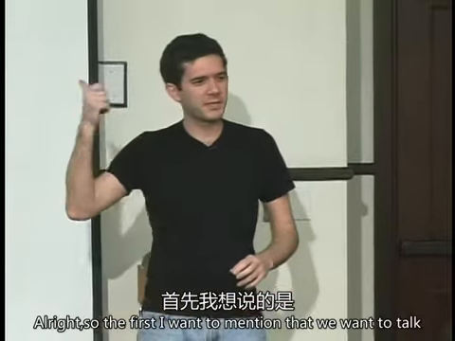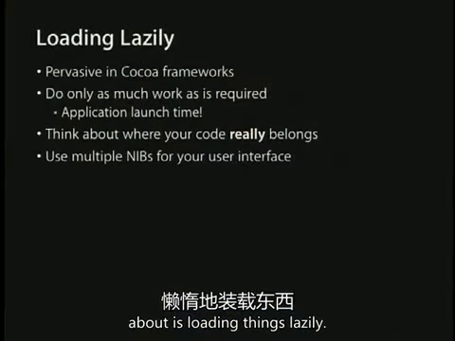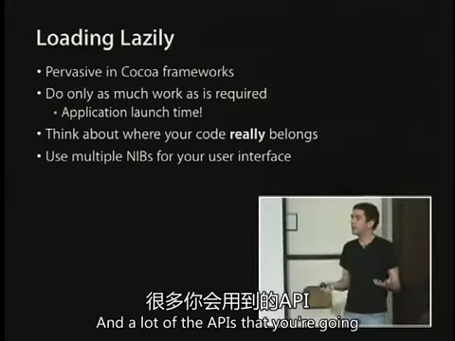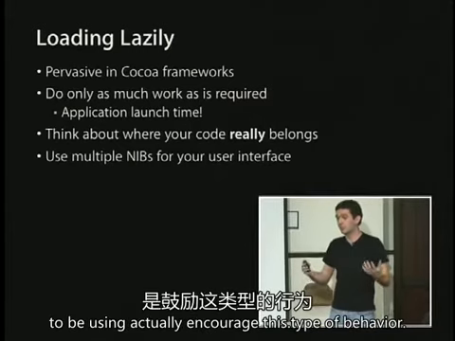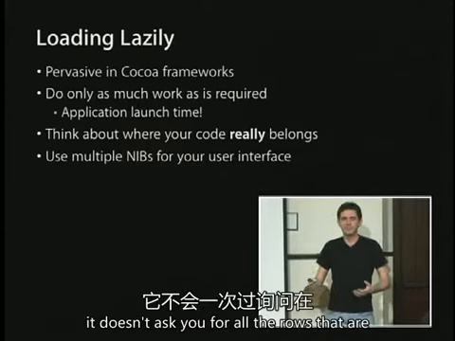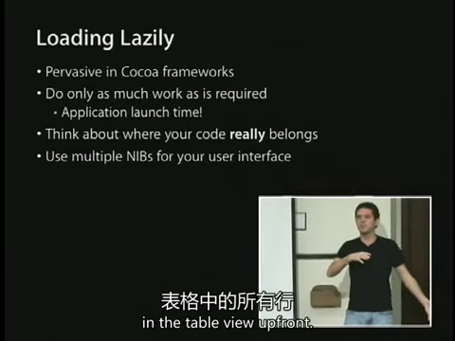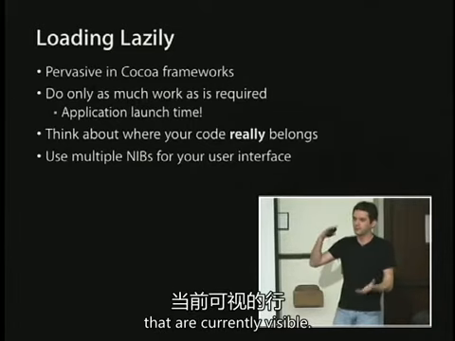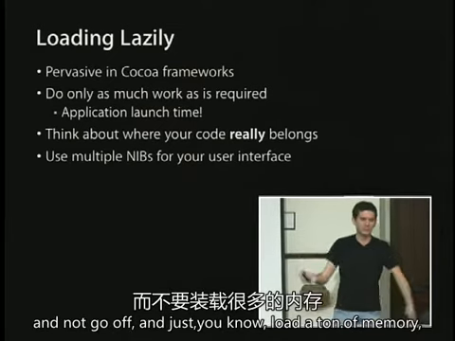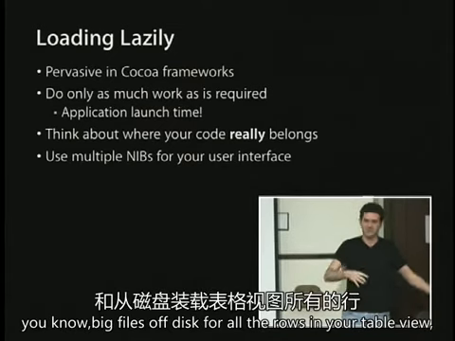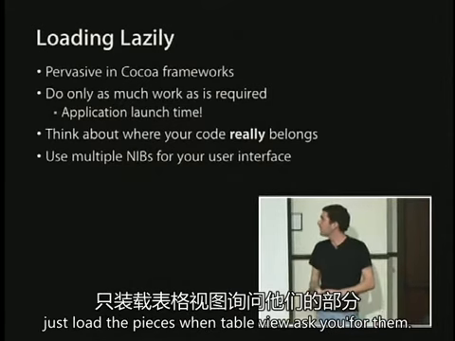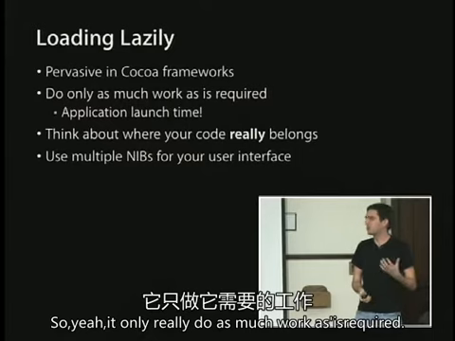All right, so the first thing that I mentioned that we'll want to talk about is loading things lazily. It's pretty pervasive throughout the Cocoa frameworks, and a lot of the APIs that you're going to be using actually encourage this type of behavior. UITableView, for example, when it's asking for the rows, doesn't ask you for all the rows in the table view up front. It only asks you for cells for the rows that are currently visible. You probably want to take advantage of that and not load big files off disk for all the rows in your table view. Just load the pieces when table view asks you for them. So only really do as much work as is required.